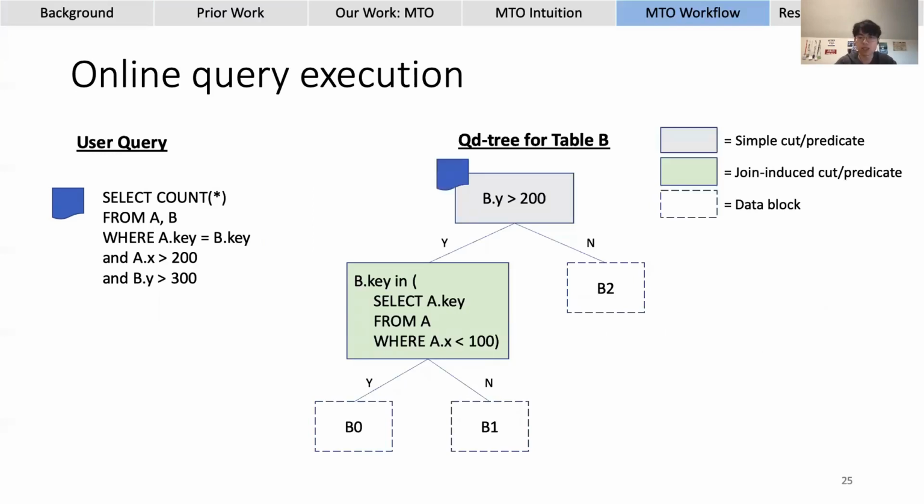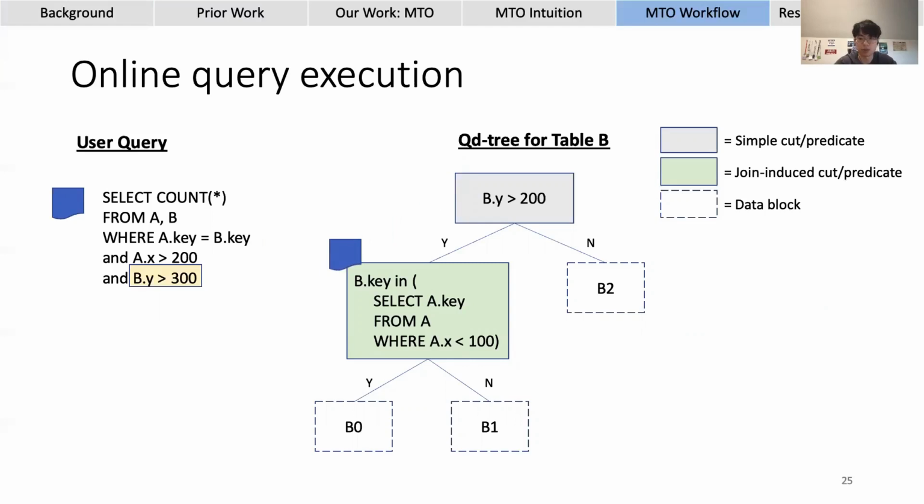And like before, we ask whether the query wants rows that satisfy the cut or don't satisfy the cut, or both. So in this case, the query contains the filter b.y greater than 300, so it only wants rows satisfying the cut. So we only traverse down the left branch, which represents yes.